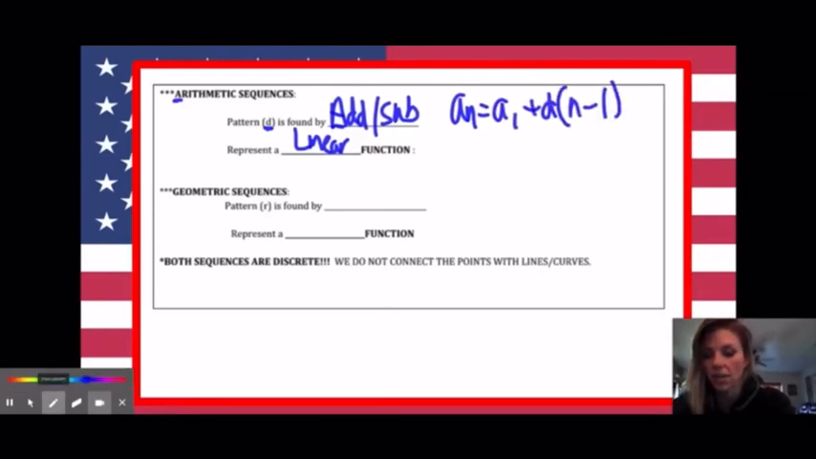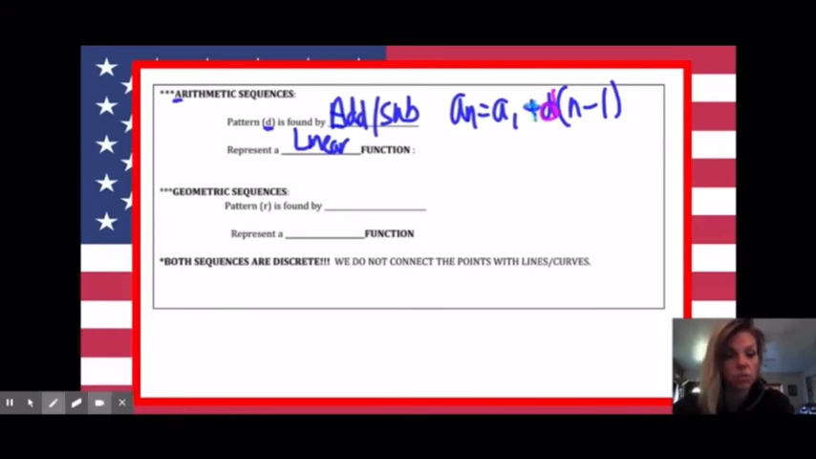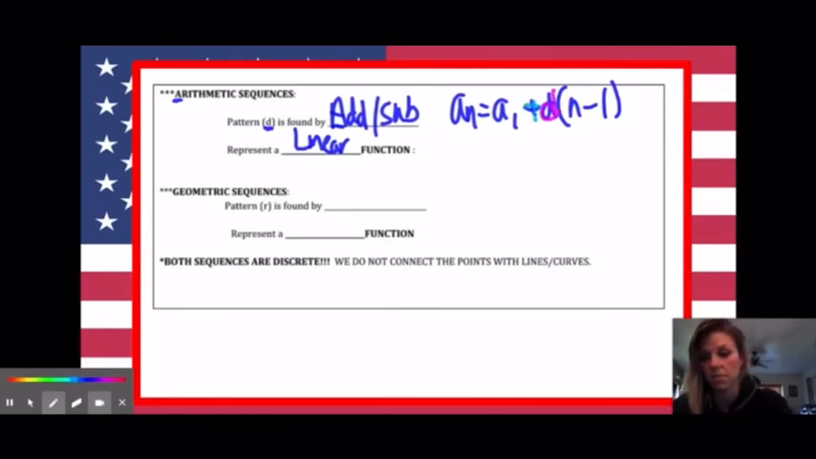And again, I know it's arithmetic for a couple reasons. Number one, it has a D in it to represent the pattern. So if it has a D, it's arithmetic. Also, there's addition right here. So that's how you would know looking at the formula that it's arithmetic.